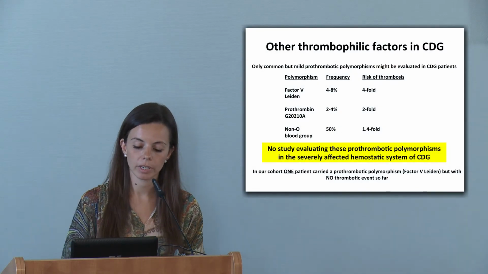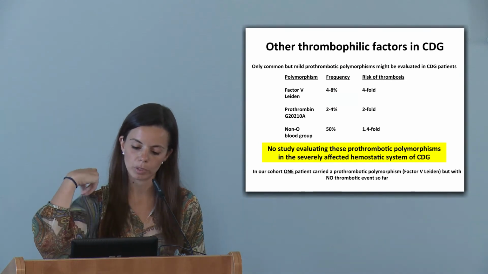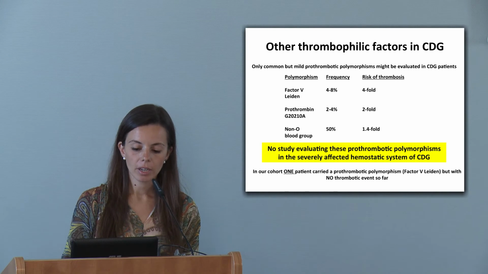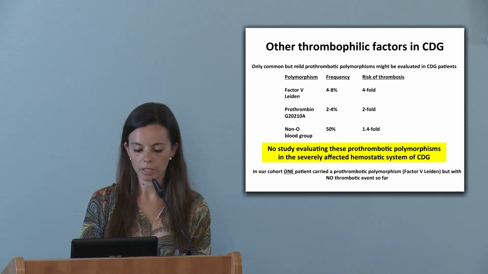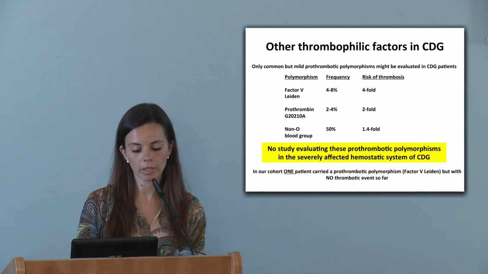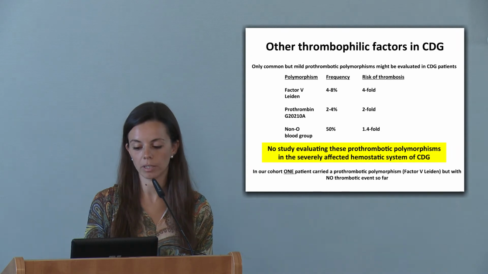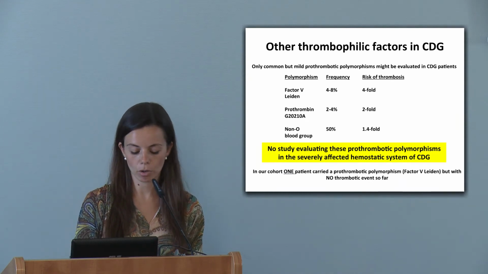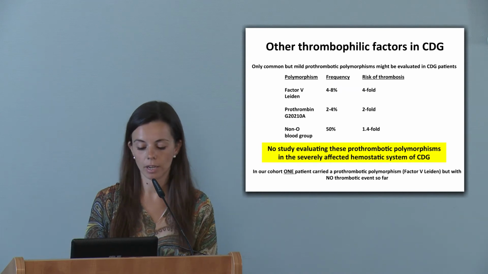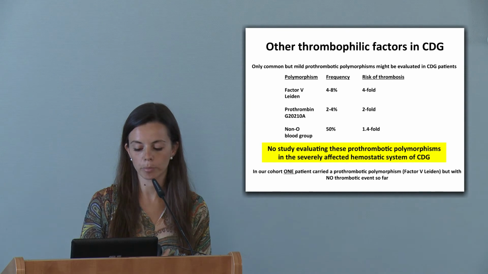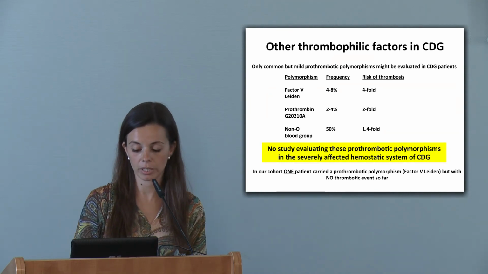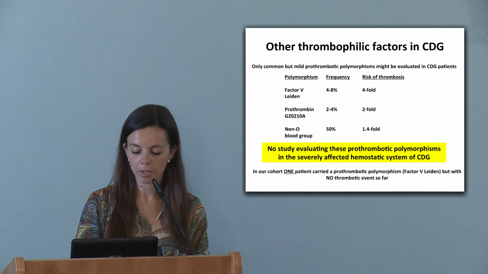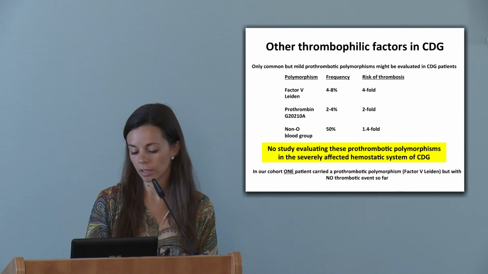And of course, we have other thrombophilic factors that could contribute to this risk of thrombosis. And we cannot forget the severe thrombophilias. But severe thrombophilias are very rare, like antithrombin deficiency or other deficiencies. So there are also other common but mild prothrombotic polymorphisms that could be evaluated in these patients, because these polymorphisms increase, as you can see in this table, the risk of thrombosis. And as far as we know, there are no studies evaluating these prothrombotic polymorphisms in the severely affected hemostatic system of CDG. In our 20 patients, only one patient carried a prothrombotic polymorphism, the factor V Leiden, but this patient had no thrombotic events so far.